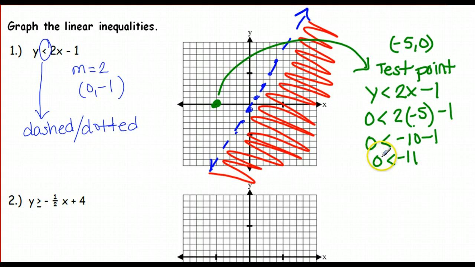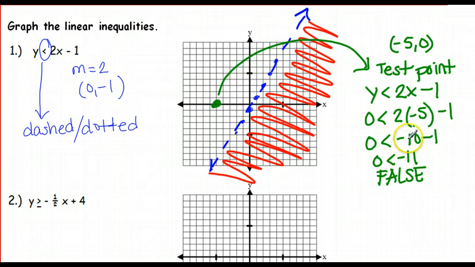So notice 0 is not less than -11. This is a false statement. Since the point that we picked is not a solution, it should not be in the shaded region, which is correct. So we shaded the correct part.